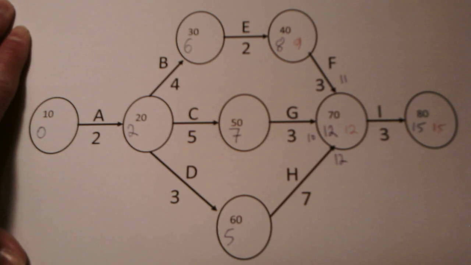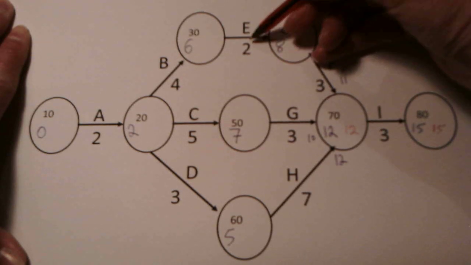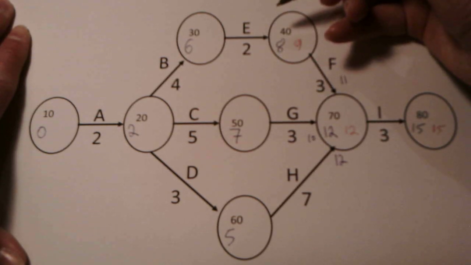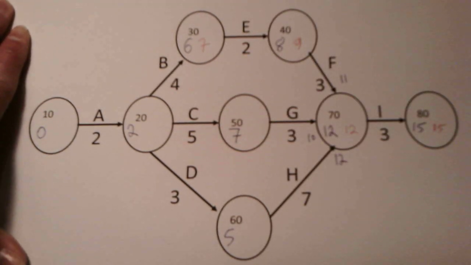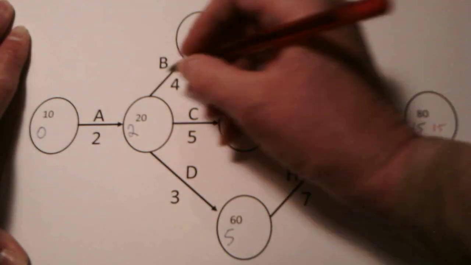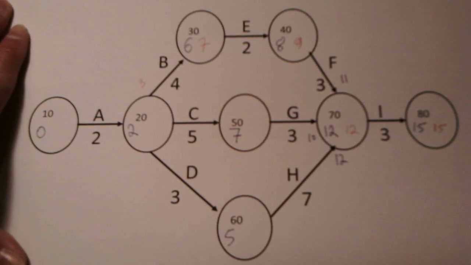away from the time. Moving backwards, we can now see 9 minus 2 means the latest time that activity E can start is 7. Going backwards again, the latest time that activity B can start is 7 minus 4, which is 3. Again, we have a junction. We're not sure which value to put in straight away, so what we do is we write 3 to one side. Now let's go through the middle.